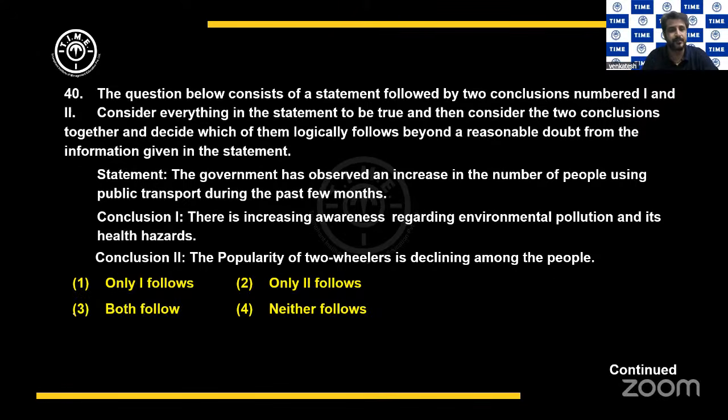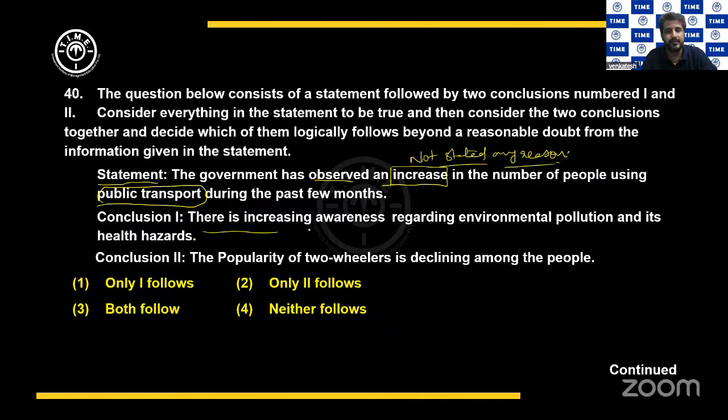Okay. First, read the statement properly. What is the statement given? The government has observed an increase in the number of people using public transport during the past few months. So the number of people using public transport has increased. But it is an observation, and no reason is stated for that. Let's see what actually will happen. It is simply stated that an increase was observed, but they did not mention the reason.